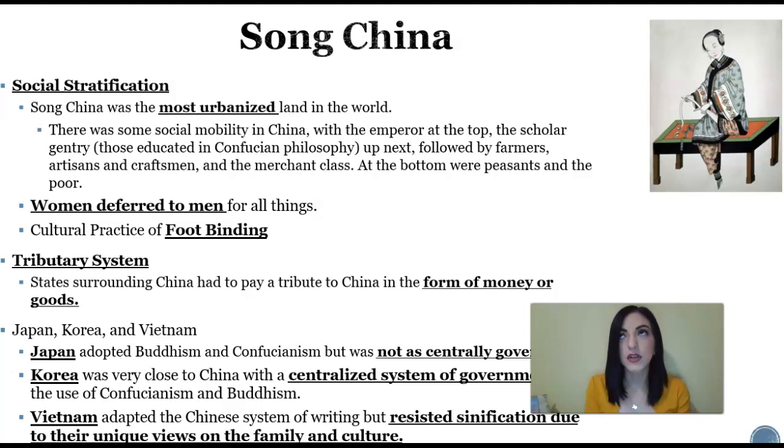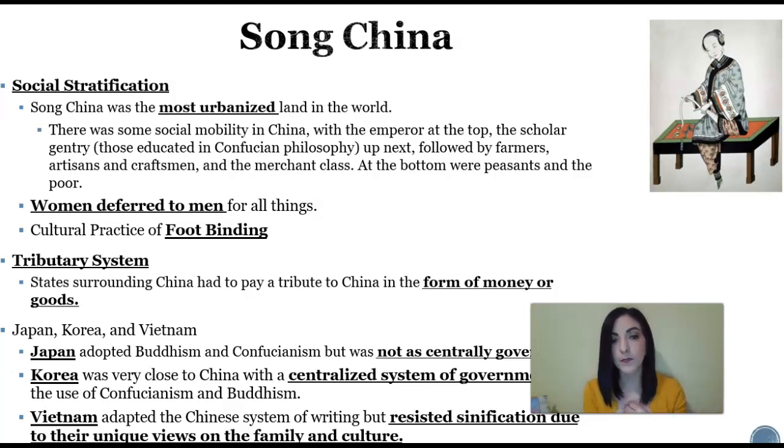So there's room and space for some social mobility to move up in the scale, but pretty much the scales are set. So the emperor's at the top, then you have the scholar gentry, those who are educated, then you have the farmers, then you have the artisans and the craftsmen and the merchants, and then at the very bottom you have the peasants and the poor. So that's pretty much how everybody was viewed in terms of value, in terms of importance.